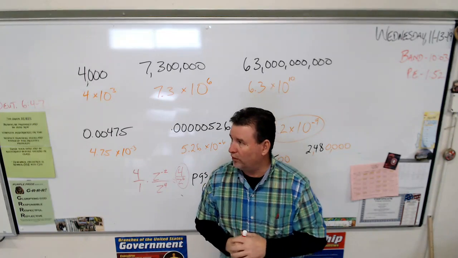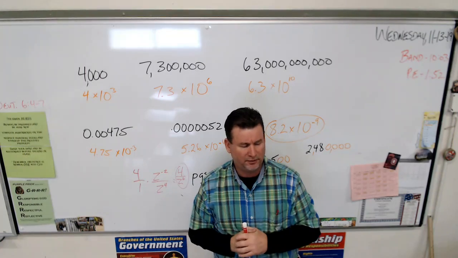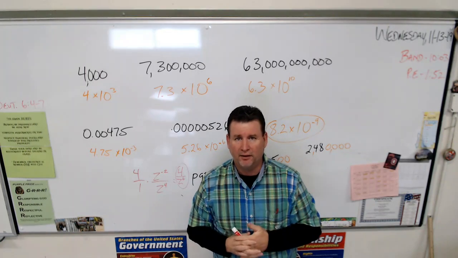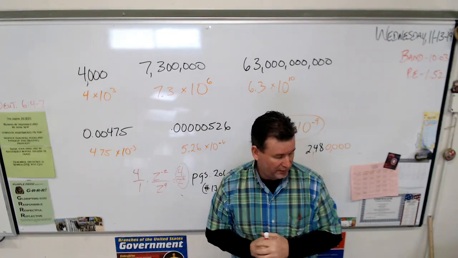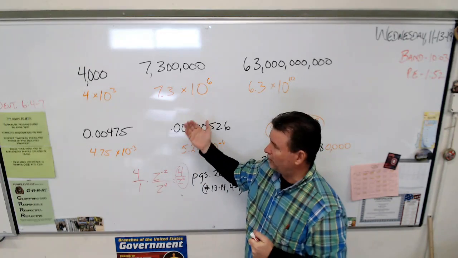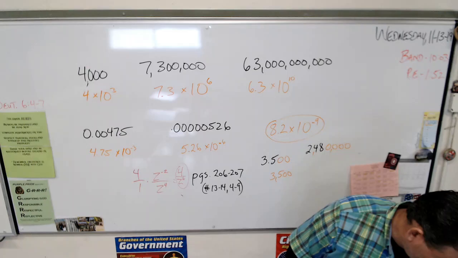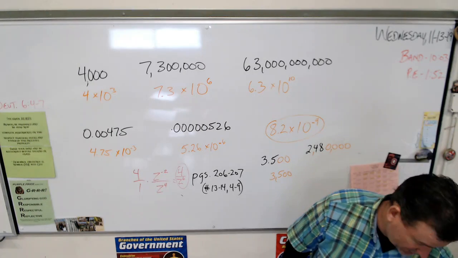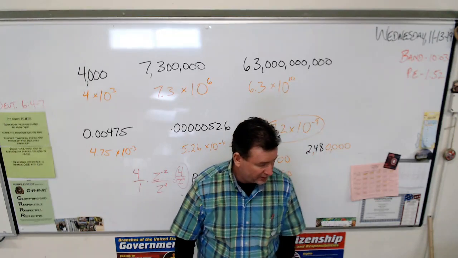Again, apologies for somehow the button not being pressed. I don't know how that happened, but I had a few minutes here to try to make up for that. Kids worked on the scientific notation on page 205 and 206. That seemed to come a little easier than negative exponents.